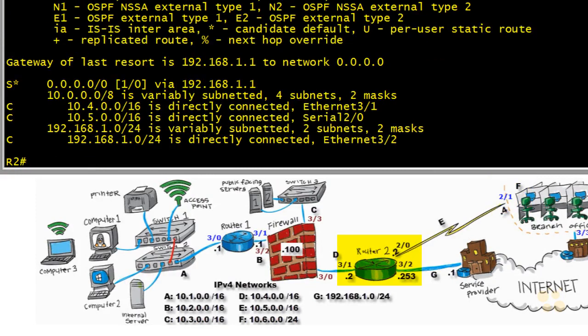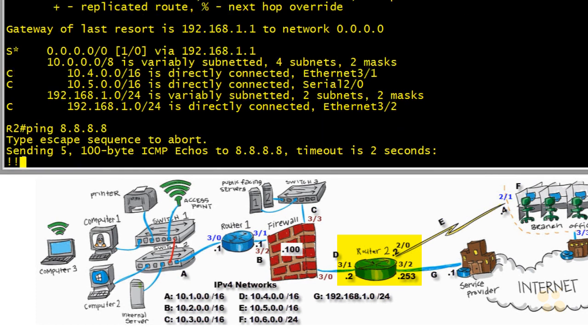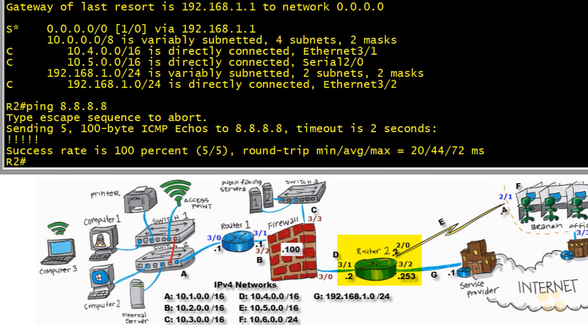And let's verify that router 2 can ping an internet resource. I like using a Google DNS server because it's usually available. So we'll do a ping out to 8.8.8.8. And sure enough, router 2 has successful connectivity out to the internet. It's using the default route to reach the 8.8.8.8 address, because it doesn't have a more detailed route in its routing table for 8.anything.